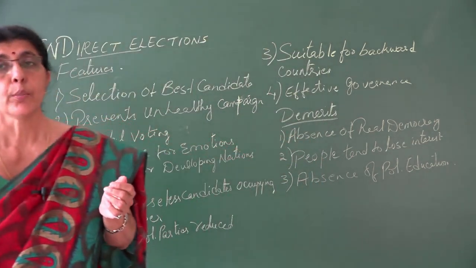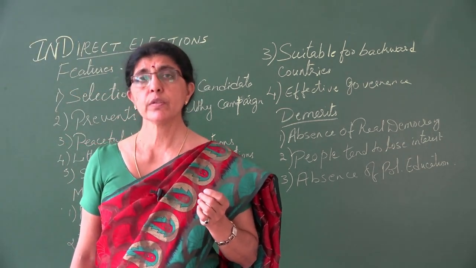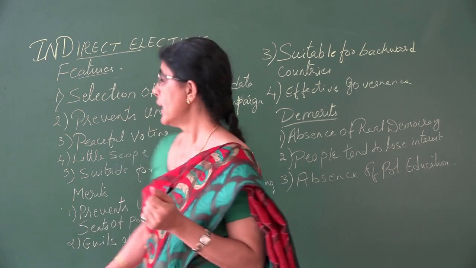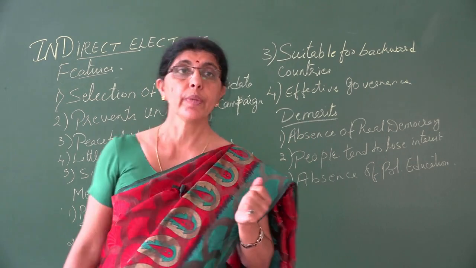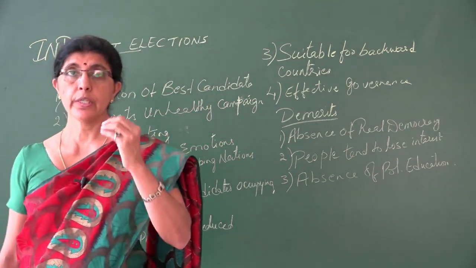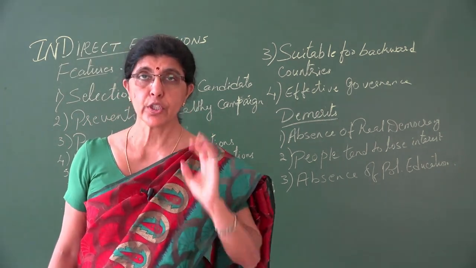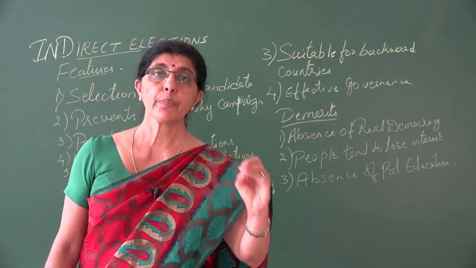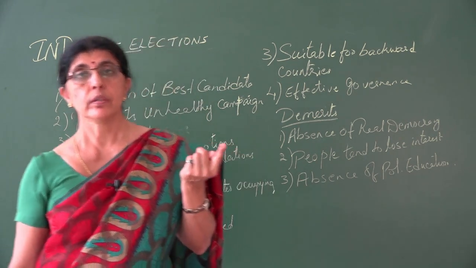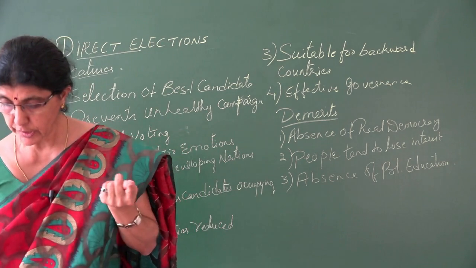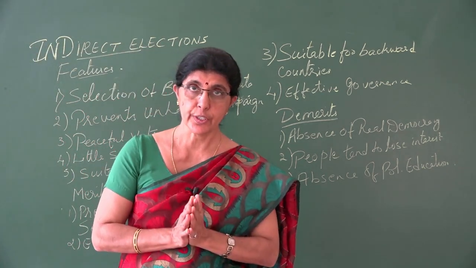Now coming to the merits of indirect elections. First one, it prevents useless candidates. The Electoral College consists of members who are educated as well as responsible. The voters have elected efficient people. These efficient people who are in the Electoral College again choose an efficient representative. Hence, we realize that the dangers of direct election do not exist here.